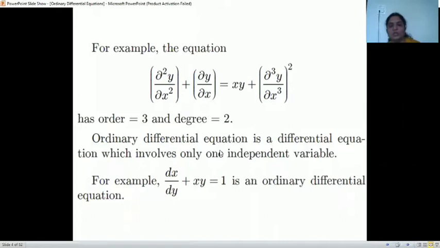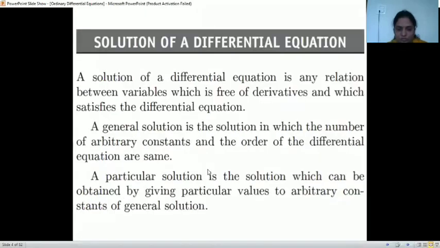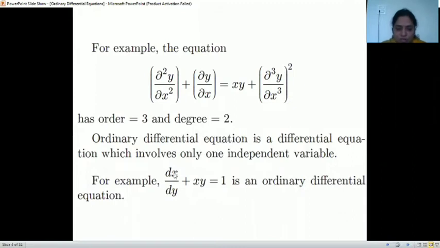Then the ordinary differential equation is a differential equation which involves only one independent variable, right? For example, such an equation is called an ordinary differential equation. An ordinary differential equation is nothing but a differential equation with order and degree 1. If such an equation is there, it is called ordinary.